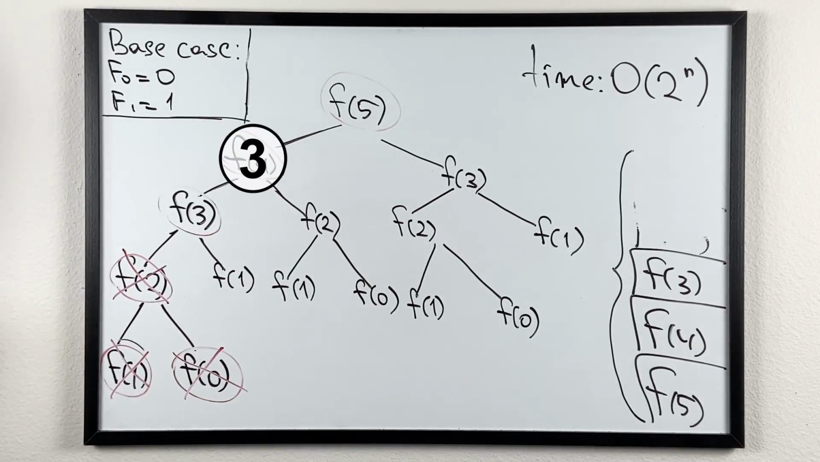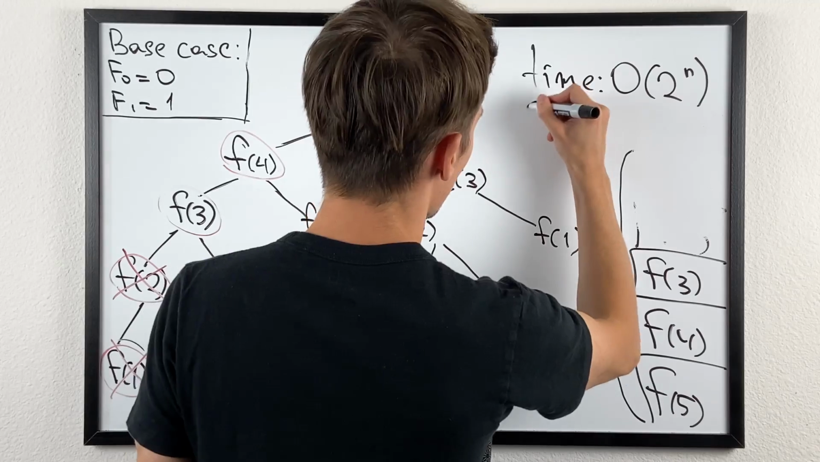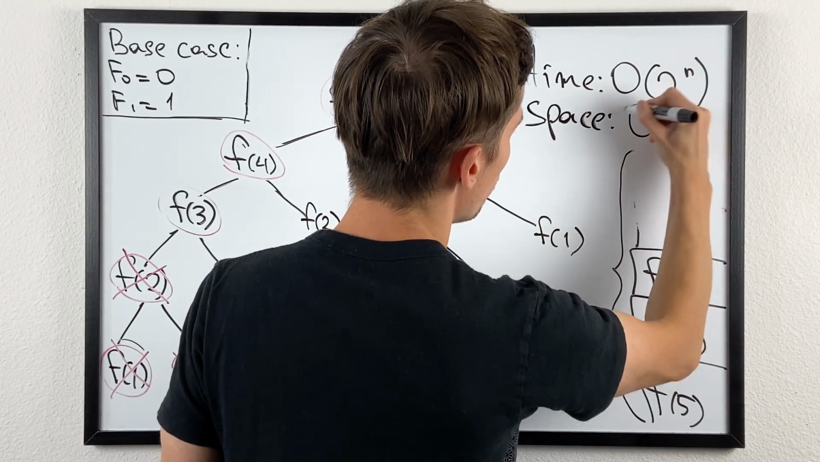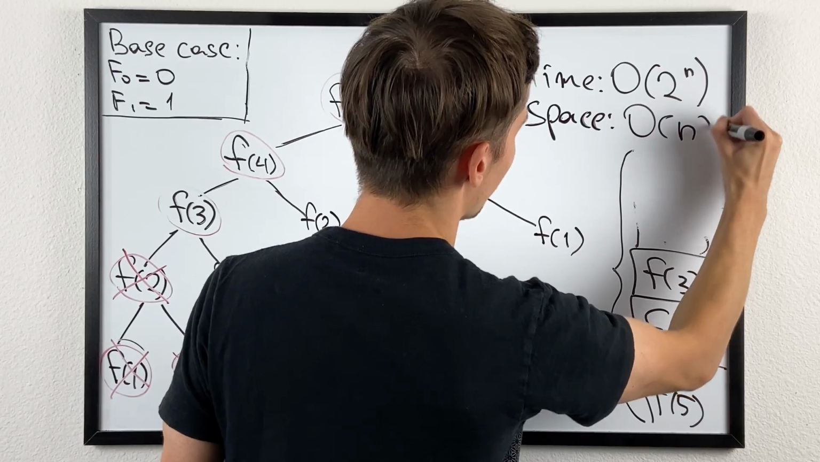So the space complexity of this algorithm depends on the size of the memory stack, and the size of the memory stack is proportional to our integer n. So we can say that space complexity is linear, big O of n.